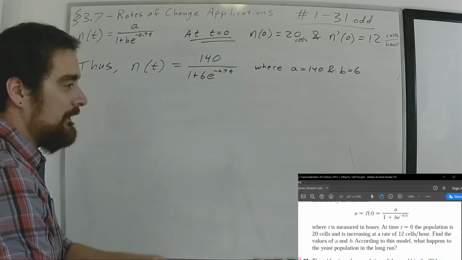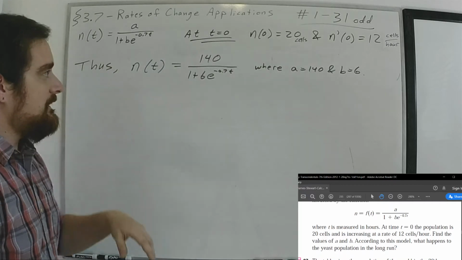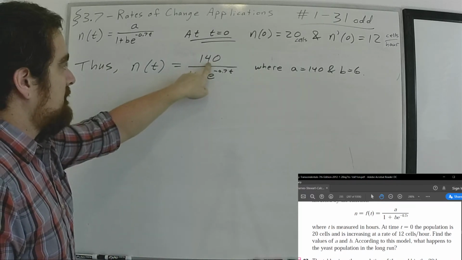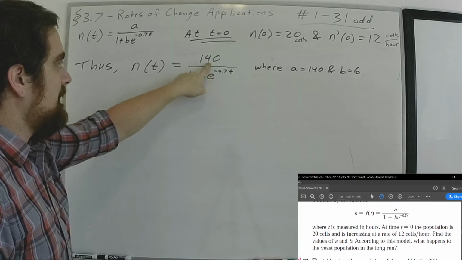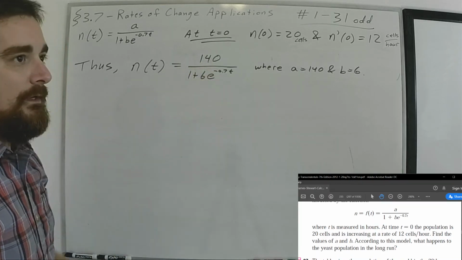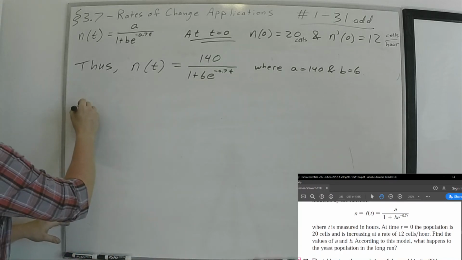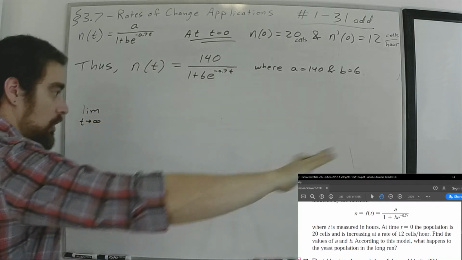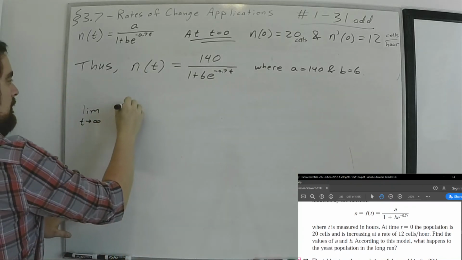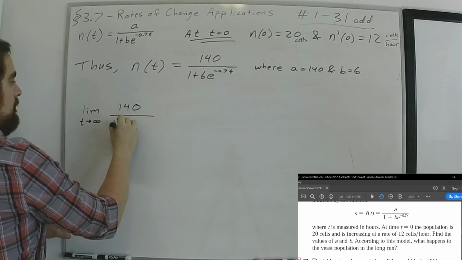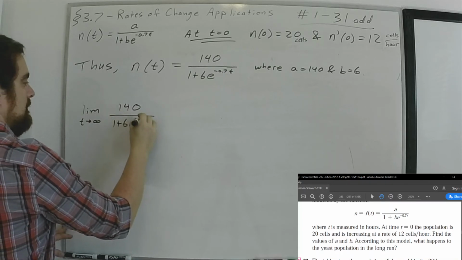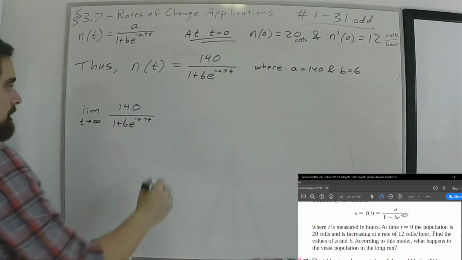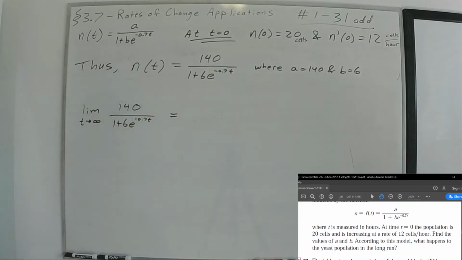Is it going to die out? Is it going to explode off to infinity? Well, we can look at that really quickly and say that it has a carrying capacity of 140 cells. It can't go beyond that. What they're asking us to do is to find a limit as t goes to infinity, in the long run, right, as long as we want, of our function 140 over 1 plus 6 e to the negative 0.7t. So it wants us to take t out to infinity.